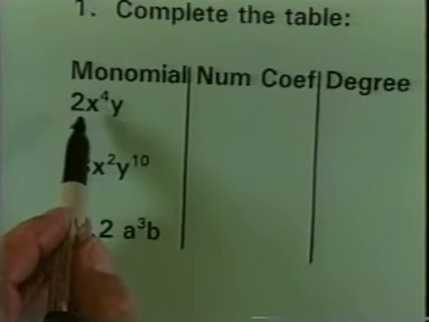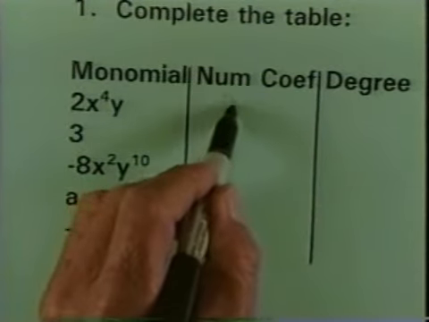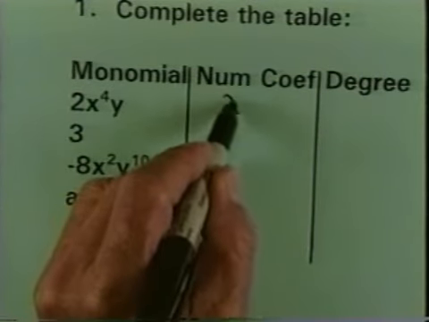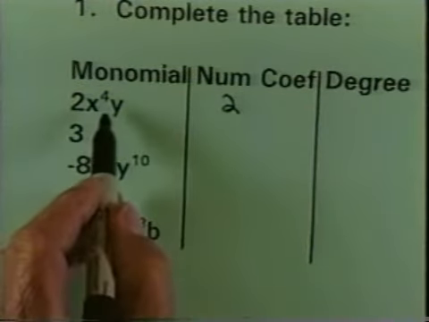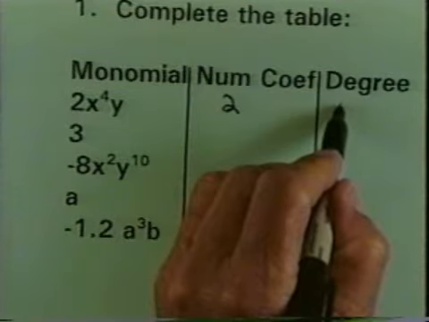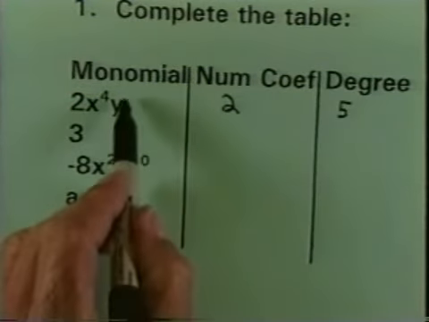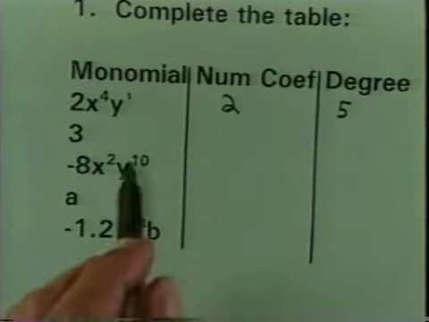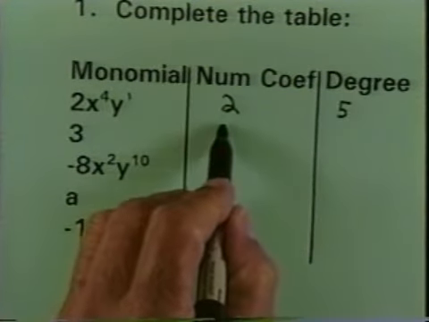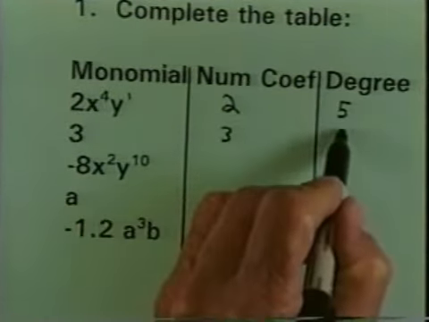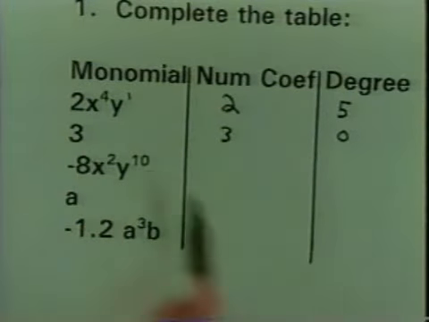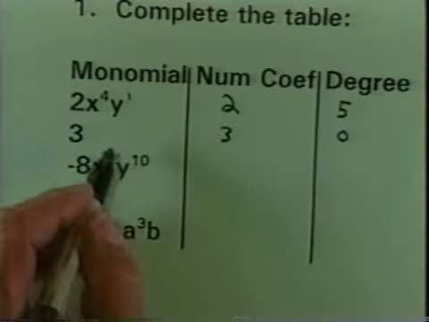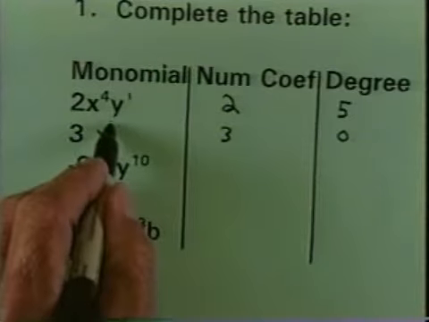The numerical coefficient for the first one is 2. The degree is 5. Understood to be 1. 4 plus 1 is 5. For the second one, the numerical coefficient is 3. The degree is 0, because there is really no variable term, so it's understood to be something to the 0 power.